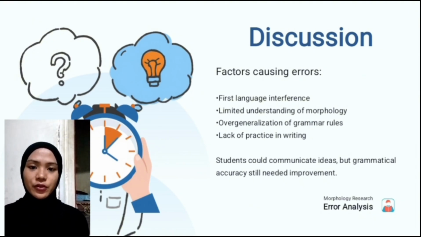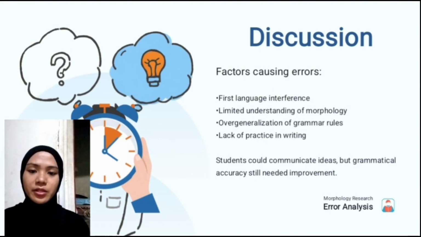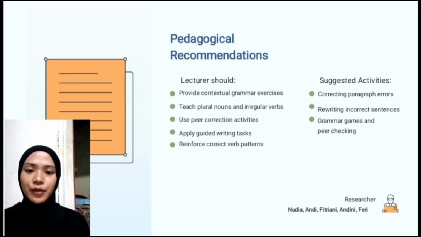The third factor is overgeneralization of grammar rules. For example, students may apply one grammar rule to all situations even when there are exceptions. Another factor is lack of practice in writing. Students who rarely practice English writing tend to make more grammatical errors. Although the students were able to express their ideas, their grammatical accuracy still needs improvement. Next, I will explain the pedagogical recommendations.